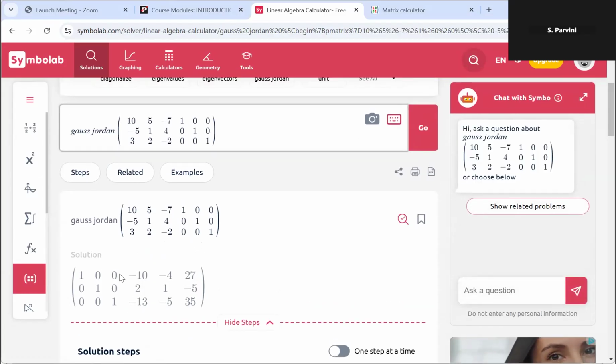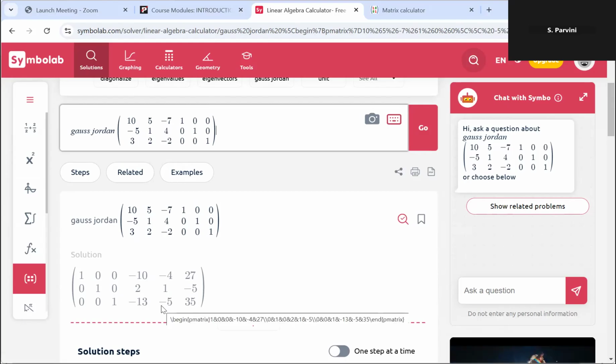Yes, there you go. You see that nice reduced row echelon form, right? Identity matrix, 3 by 3. The numbers you see on the right side, folks, are the inverse of this matrix. So I'm going to write it in my notes for reference. A inverse is going to be -10, -4, 27, 2, 1, -5, -13, -5, 35.